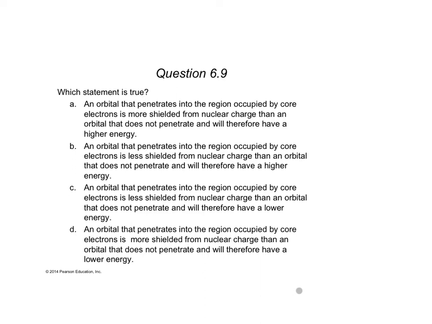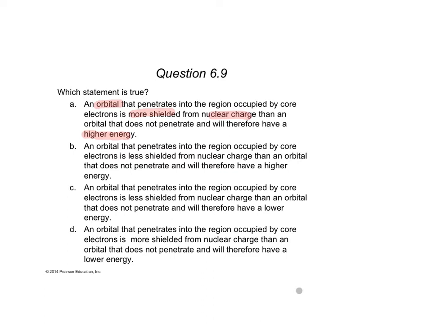Okay, so what we're looking at here are various ideas behind shielding, like shielding of outer electrons, as well as how orbitals that penetrate into areas very close to the nucleus can help stabilize our various orbitals, stabilize our electrons, and lower their energy. So for A, we're talking about an orbital that penetrates into a region occupied by core electrons, is more shielded from nuclear charge, and will therefore have a higher energy.